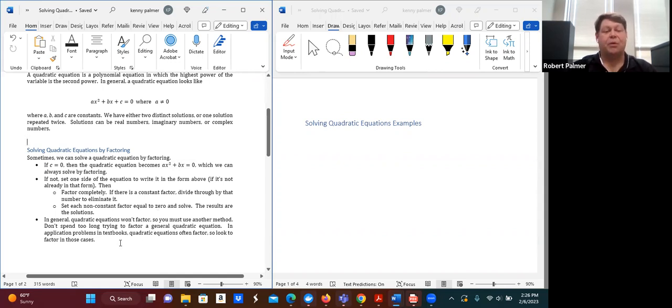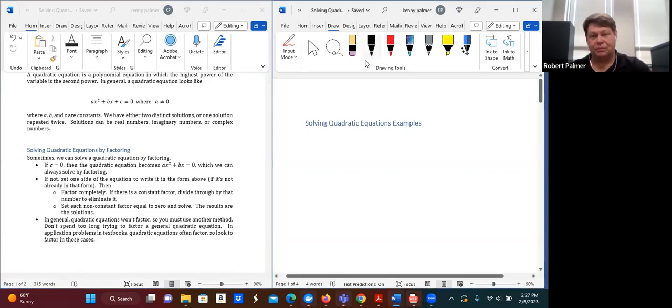Now, in general, quadratic equations won't factor. You have to use another method, and the best method for that is the quadratic formula, which I've done another video on, so you can see that. But often in application problems, functions like this do factor, so that's something we want to look for. Okay, so let's look at an example of this first one.